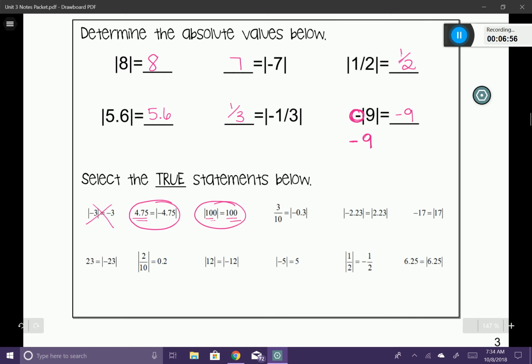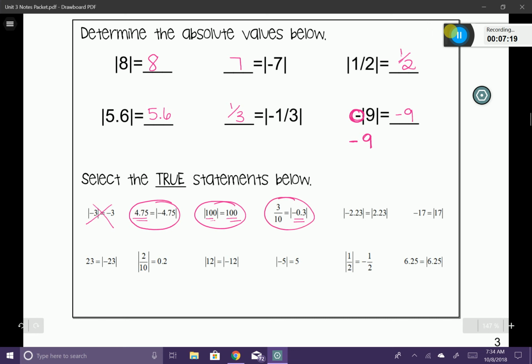Okay. Negative 3/10. That's what this number inside the bars states. Well, the absolute value of negative 3/10 is going to give us 3/10. Now notice this one is just written differently. One is written as a decimal and the other is written as a fraction, but they are equivalent in a true statement.